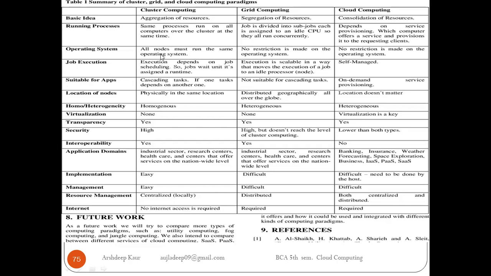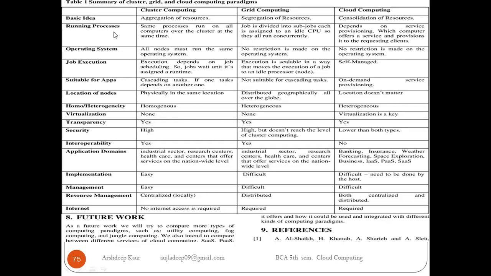Operating system: in a cluster, all nodes are on the same operating system. In a grid, they are on different operating systems. Job execution depends upon job scheduling. So a job waits until it is assigned a time. When a job gets its time, then it can run or execute.